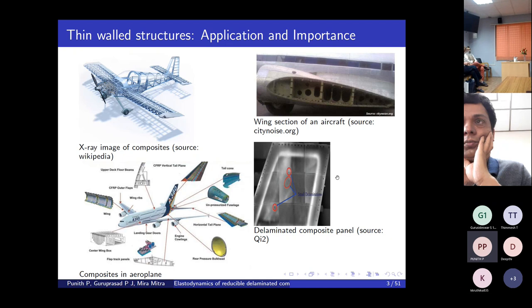When it comes to composites, many aircraft structures are being continuously replaced by composite materials, and currently even 50% of aircraft are being built with composites. These composites are located in very critical parts, such as the wing section and the elevator sections. These are subjected to continuous dynamic aerodynamic loads, and because of these loads they are prone to damage. One of the frequent damages found in composites is delamination.